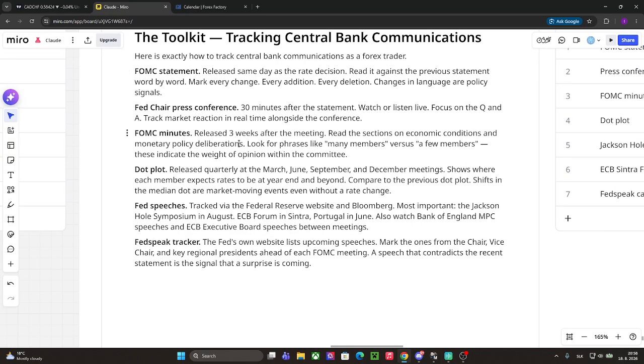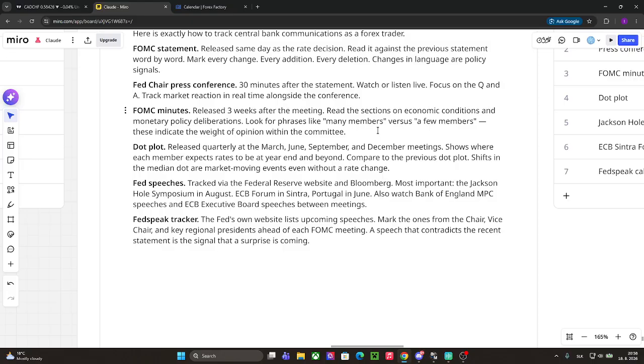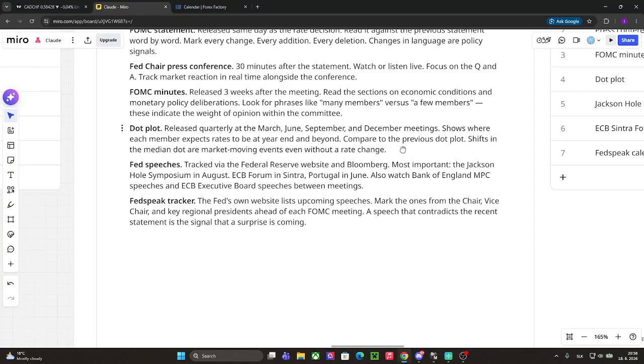FOMC minutes. Released 3 weeks after the meeting. Read the sections on economic conditions and monetary policy deliberations. Look for phrases like many members versus a few members. These indicate the weight of opinion within the committee. Dot plot released quarterly at the March, June, September, and December meetings. Shows where each member expects rates to be at year end and beyond. Compared to the previous dot plot, shifts in the median dot are market moving events even without a rate change.